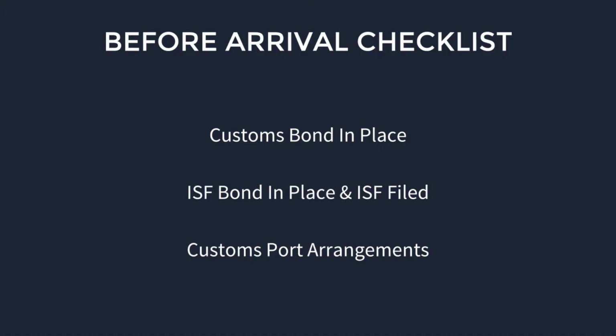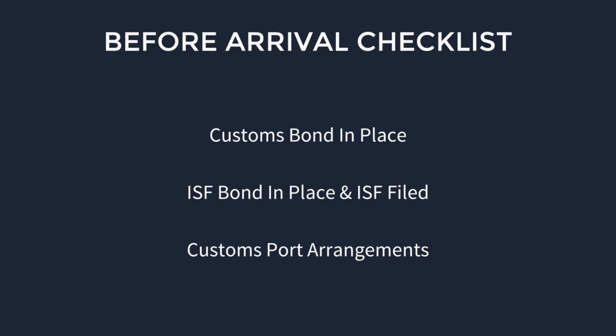Before goods arrive in the U.S., there are a few items you will need to have squared away with customs. First, you're going to have a government-mandated U.S. customs bond in place. Customs bonds can be purchased from a company like TRG or in many cases by a customs broker or freight forwarder on your behalf.